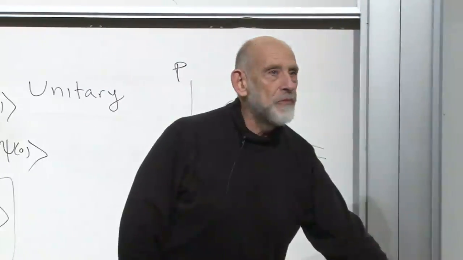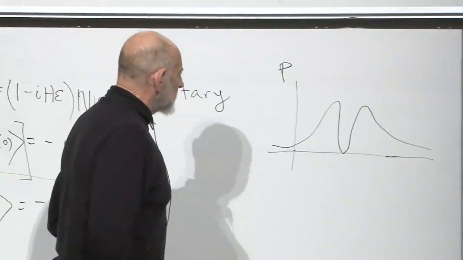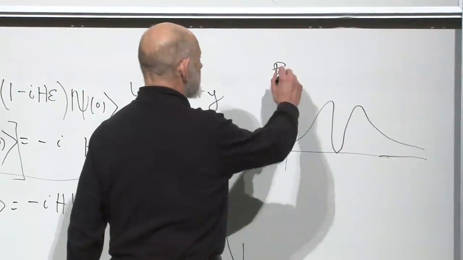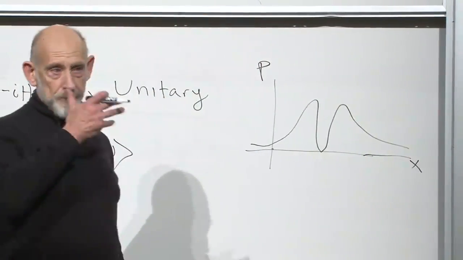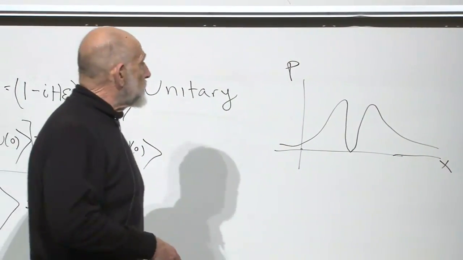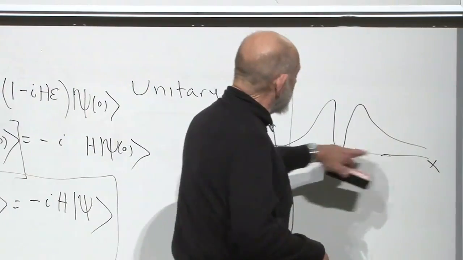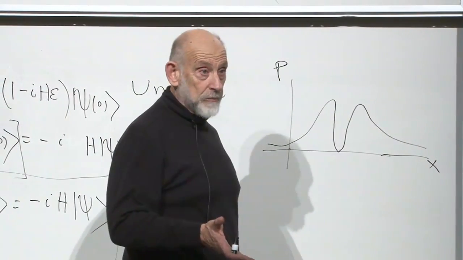Okay, what are the x and y axes representing? P is the probability, x is some variable, something that you measure. This could be the probability for finding a particle at different locations, okay? All right.